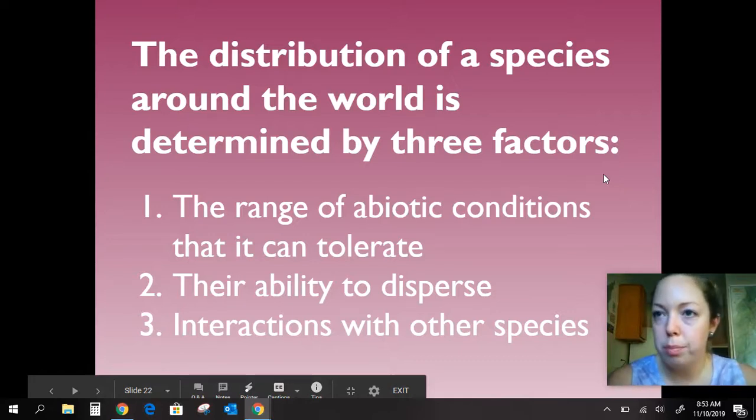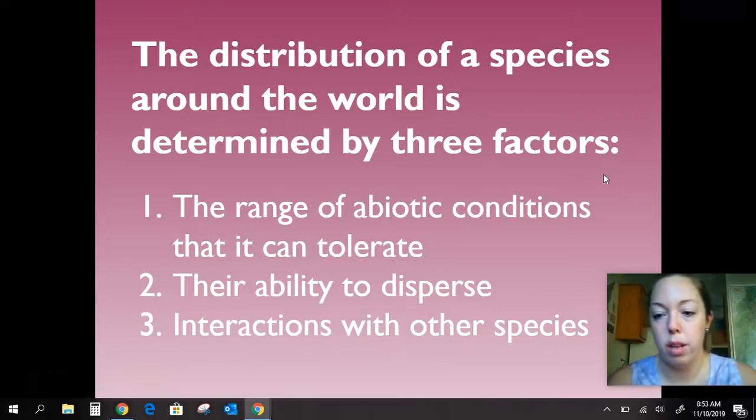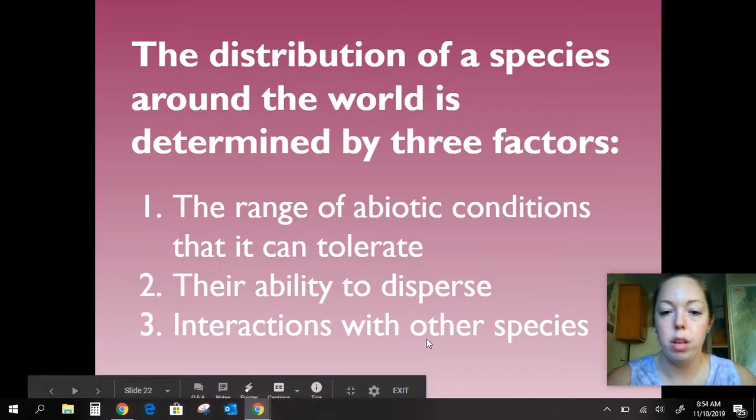Kangaroos, for example, are unable to disperse from Australia to North America without human intervention because it's separated by loads and loads of oceans, right? But even though North America has some habitats that kangaroos could thrive in, the ocean serves as an effective barrier to the kangaroo being dispersed, okay? So that's that.